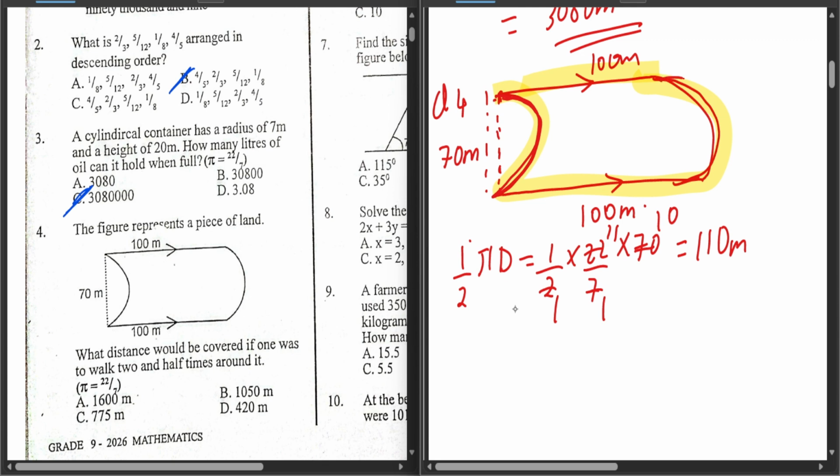But also remember, this one is also the same length. So this one will also give you 110 because the diameter is likely the same. So this is 110, this is 110.